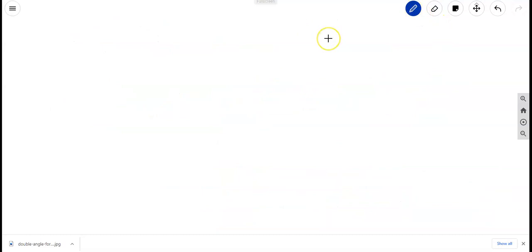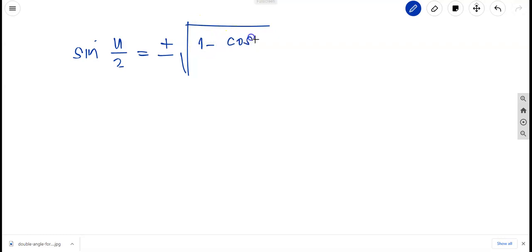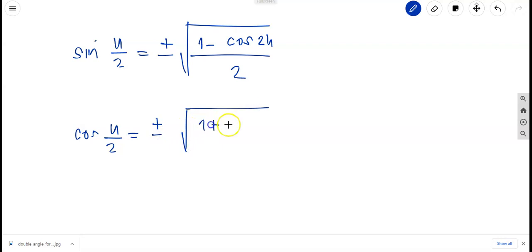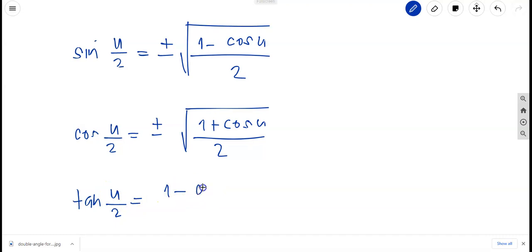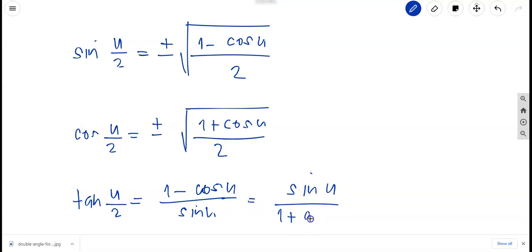So again, what are the formulas that we have? For the half angle formula, sine u over 2 is equal to plus or minus, depending on which quadrant, square root of 1 minus cosine u all over 2. Cosine u over 2 is equal to plus or minus square root of 1 plus cosine u, all over 2. And for tangent, tangent u over 2 is equal to 1 minus cosine u over sine u, or we can have as well sine u over 1 plus cosine u.